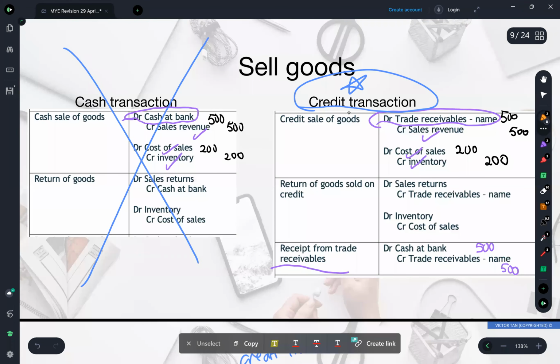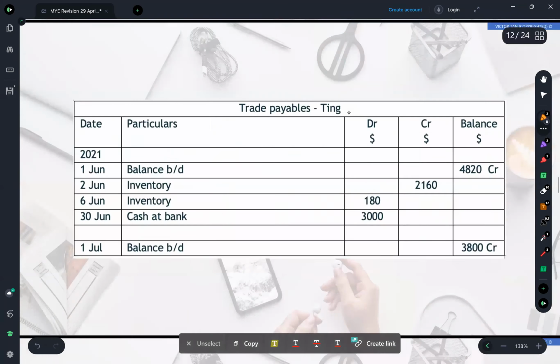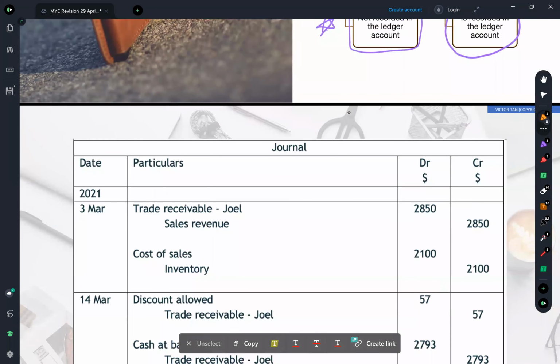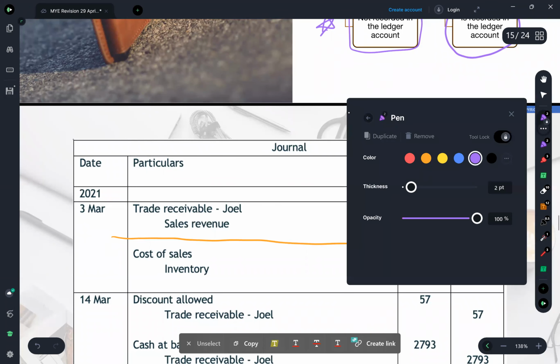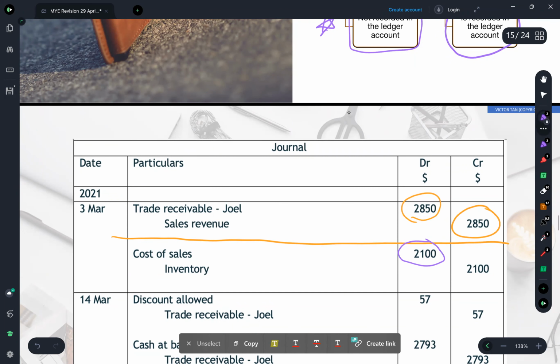All this, if you join my lesson, I'll be printing all the notes for you, so you can just refer to it, and then you'll be able to do the questions more easily. I just show the first part. So from here, you sell at 2,850, correct? Then the cost price is 2,100. This is 4 marks in the exam.